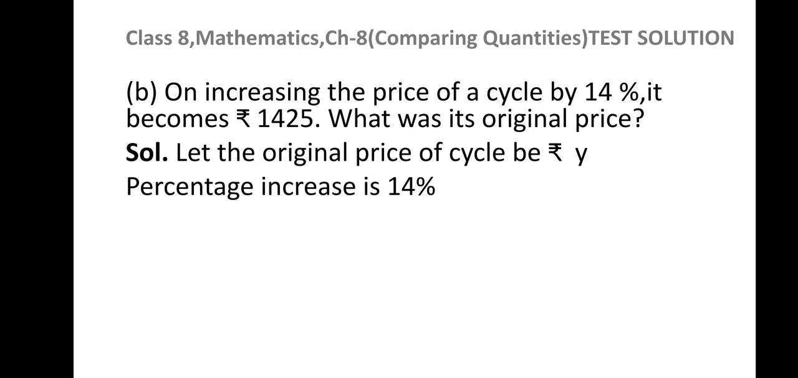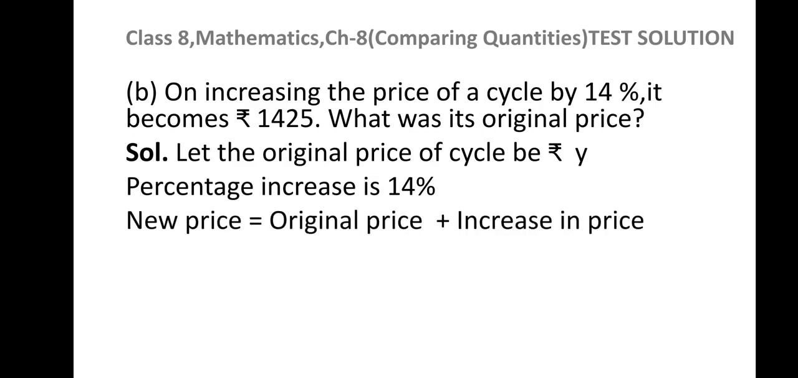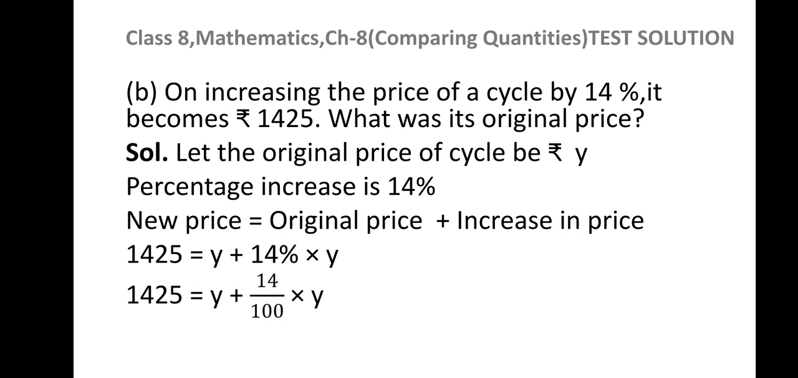Percentage increase is 14%. New price will be equal to original price plus increase in the price. So new price, 1,425, is equal to original price Y plus increase in the price, which is 14% of original price, that is 14% of Y. So it will be 1,425 is equal to Y plus 14 over 100 into Y.